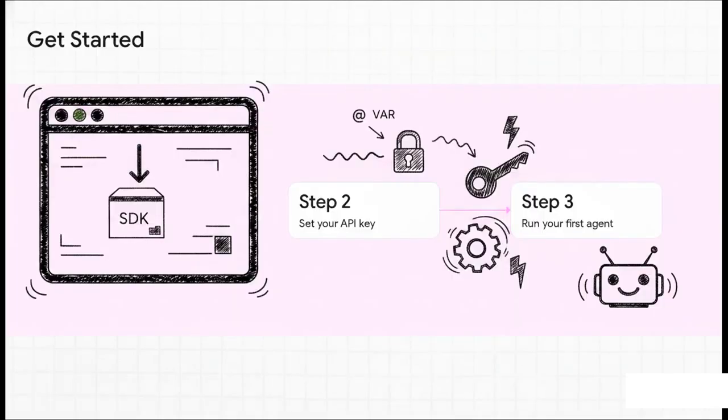And getting started? It's ridiculously simple. Seriously, it's just 3 steps. You install the SDK, you set your API key, and then you run a tiny bit of code to kick off your agent. It is that fast. We're talking about going from 0 to a fully functioning AI agent in just a couple of minutes.